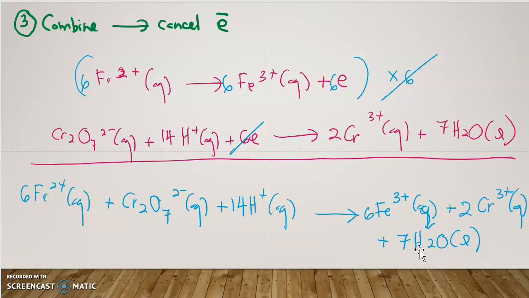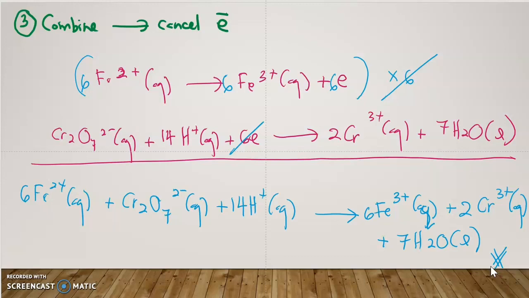Can you check the charge, the total charge? 6 times 2, positive 12, negative 2, positive 14. So the total is positive 24, I think. And this one also positive 24. Right? So this is a balanced equation.